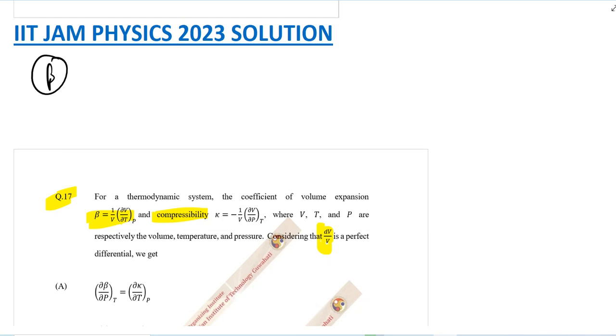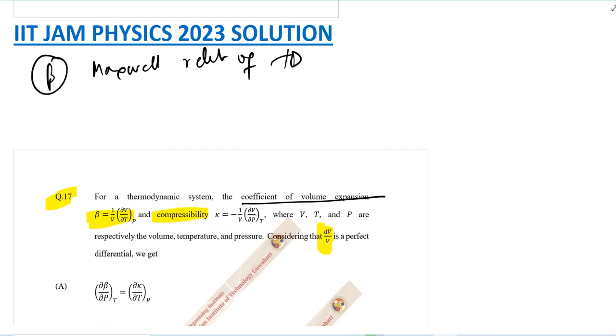Okay, for the coefficient and compressibility we can use Maxwell's relation of thermodynamics. Okay, so the Maxwell's relation states that for a function of two independent variables, the mixed partial derivatives with respect to those variables are equal.